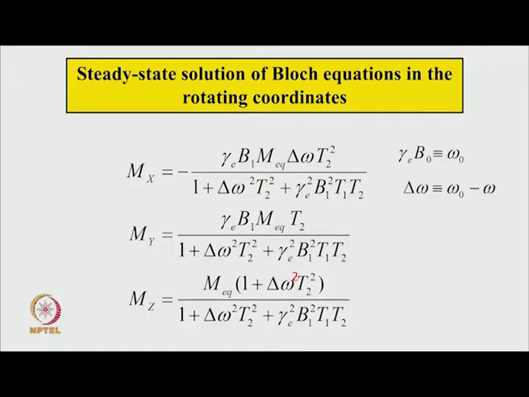This is called the steady state solution of the Bloch equation in the rotating coordinate system. Here we have made a small substitution, gamma e B0 is defined to be omega 0, and delta omega is omega 0 minus omega. This omega is the angular frequency of the microwave magnetic field and omega 0 is the frequency corresponding to the Zeeman field, or Larmor frequency. That is how it looks.